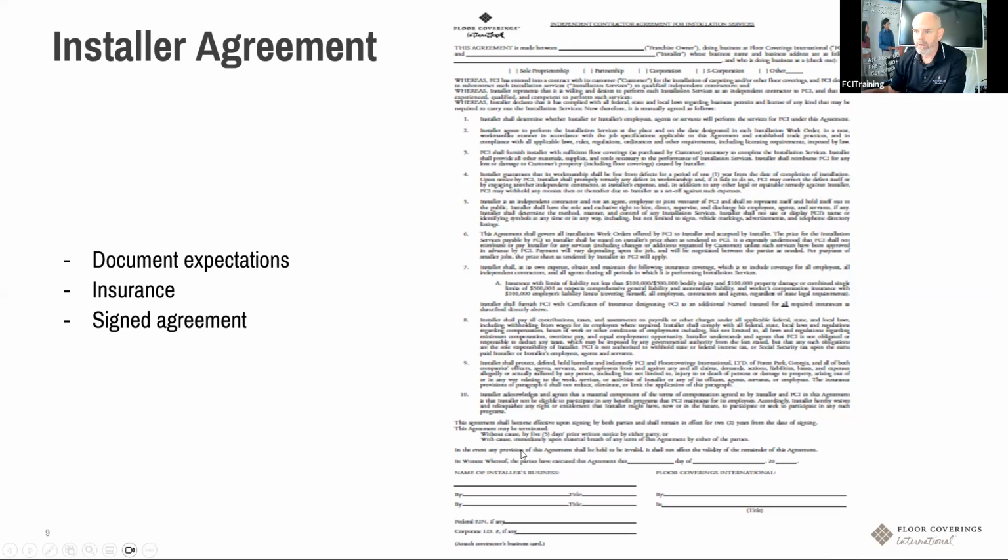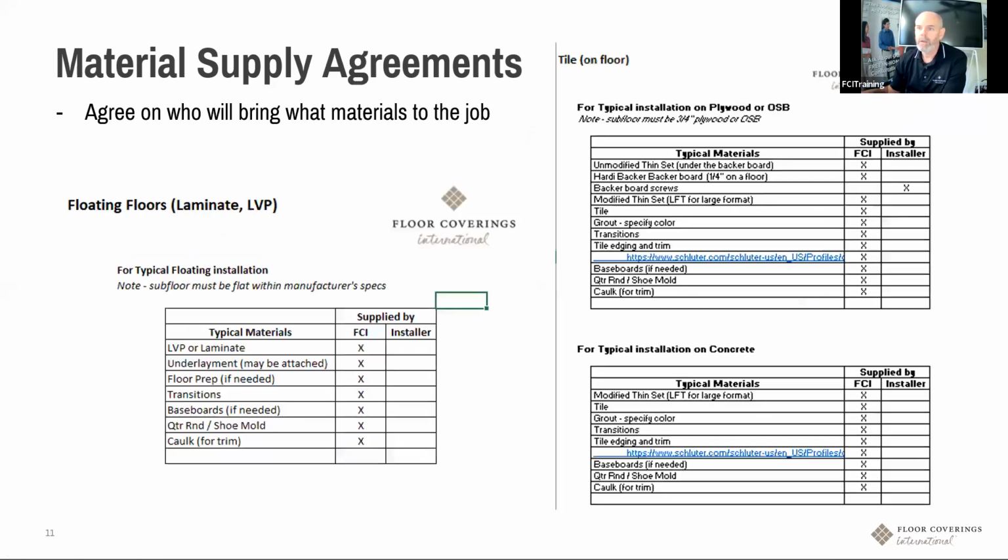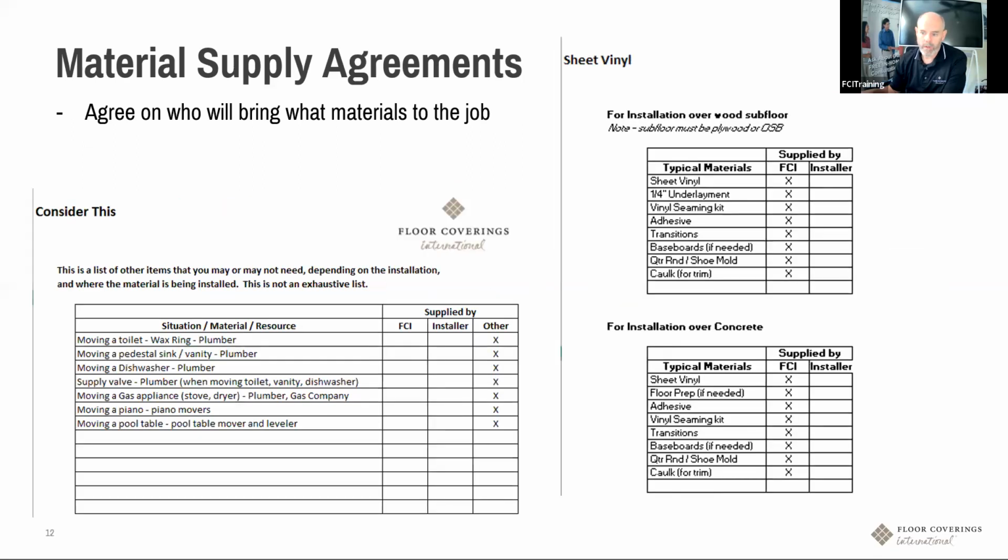So this is that installer agreement. I know you can't read it here, but it documents expectations. It tells the installer that they have to have insurance. You get a signed agreement with the installer. This is that material supply agreement that we were looking at. Again, that's available. Download it and agree on who's going to bring what to the job, right? Make sure that you know this ahead of time so that there's no question on the day of the install, right? Oh, I thought you were bringing a wax ring.